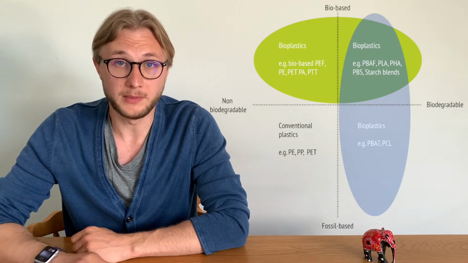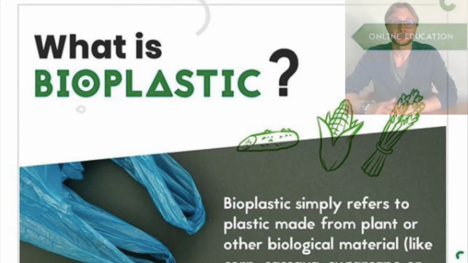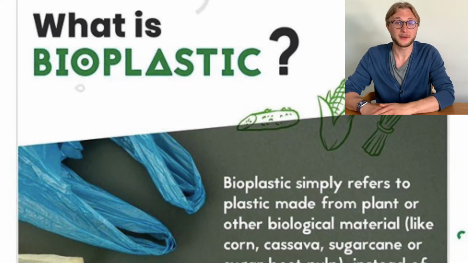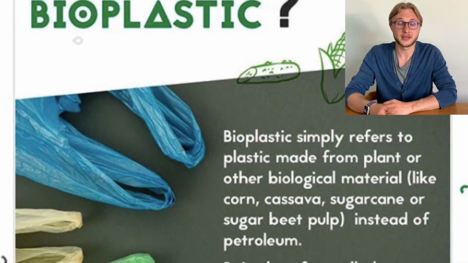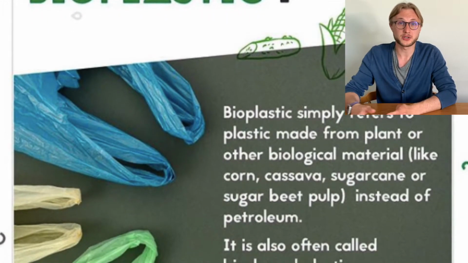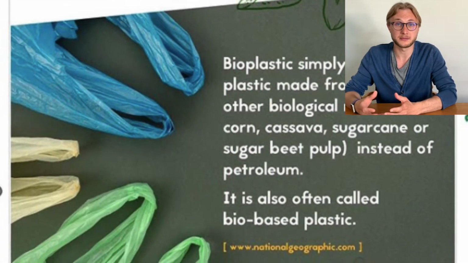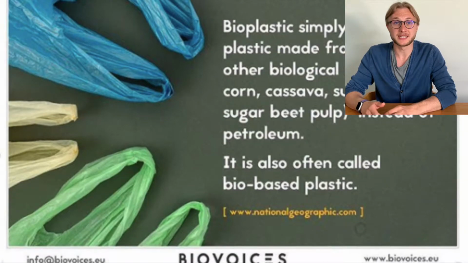Of course, biodegradable materials are not only bio-based, they can also be from fossil fuel-based products. So finally, we can talk about biodegradable, bio-based, and bioplastics. Bioplastics simply refers to plastics which are made out of plants, for example corn, cassava, sugarcane, sugar beet pulp, potatoes, or any other plant which has a lot of carbohydrates, right? So we are using it instead of petroleum-based products.